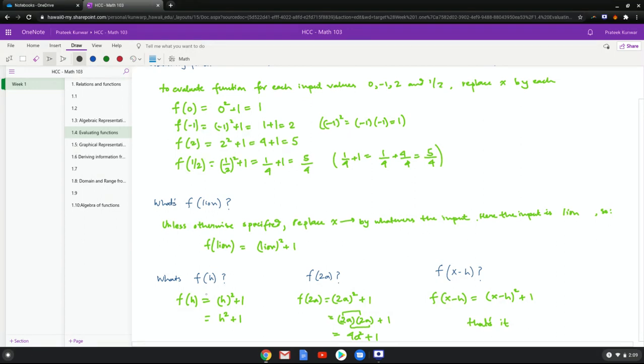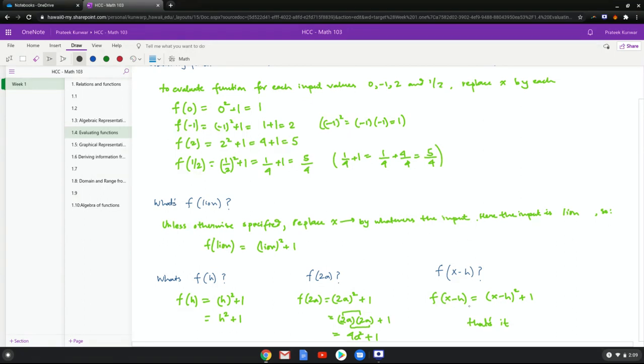So again, the same idea, replace x by h. So f of h is h squared plus 1. Right? So it doesn't necessarily have to be a number. Sometimes it's just an expression. F of 2a becomes 2a whole squared plus 1. Now when you square 2a, you have to be careful that it is 2a times 2a. So the numbers 2 and 2 multiply to give you 4, and a times a gives you a squared, and you get 4a squared plus 1.